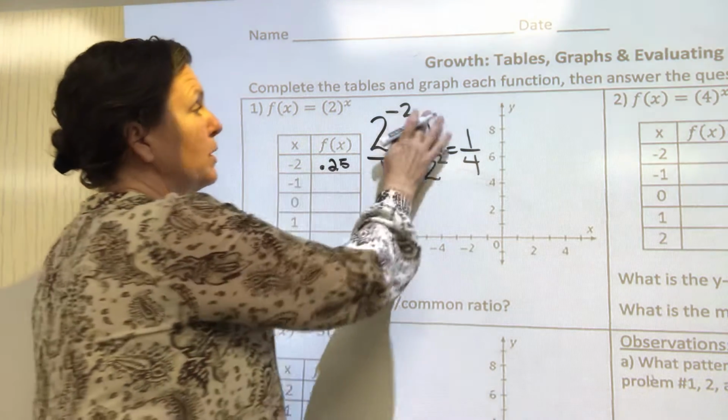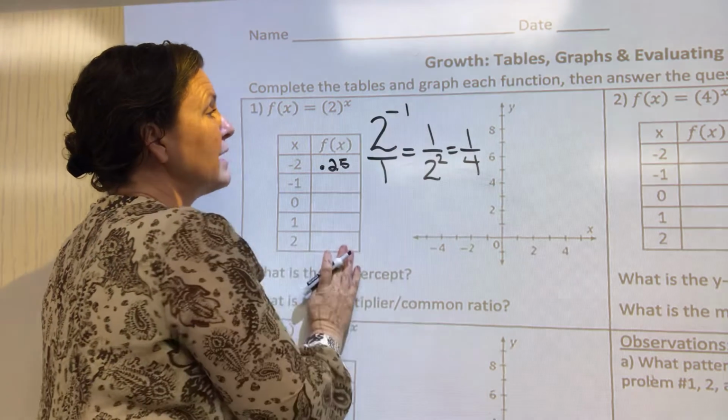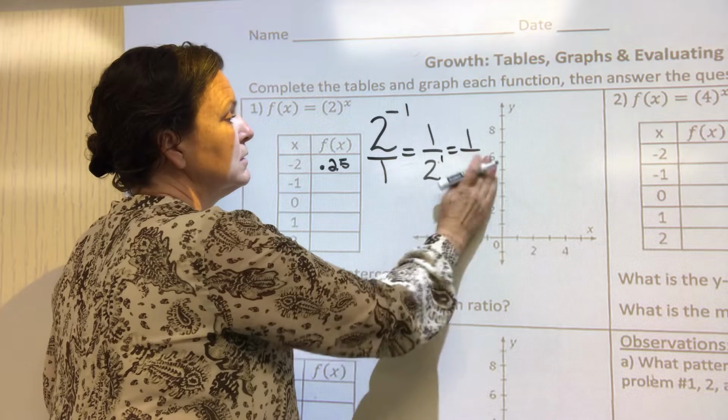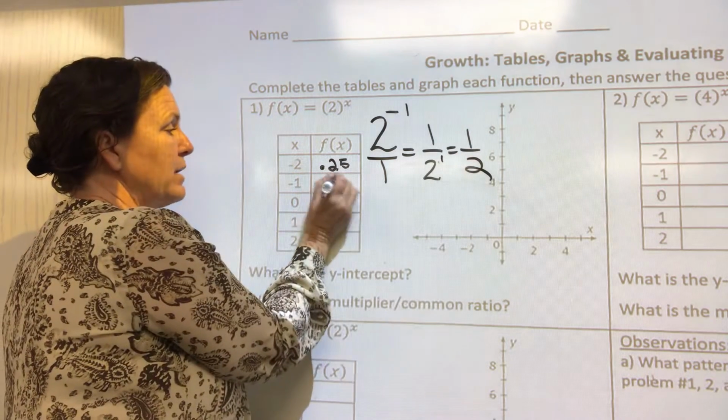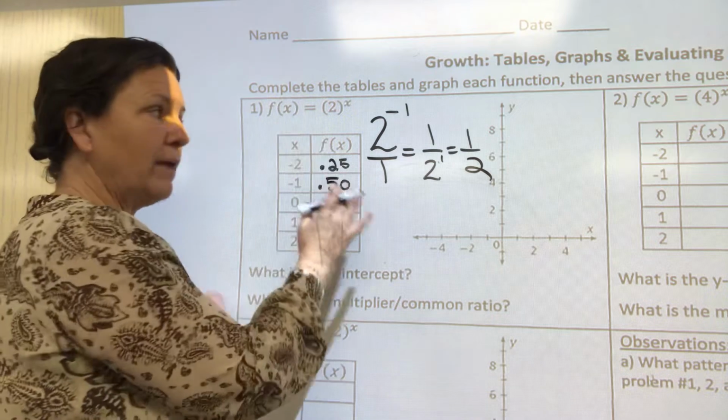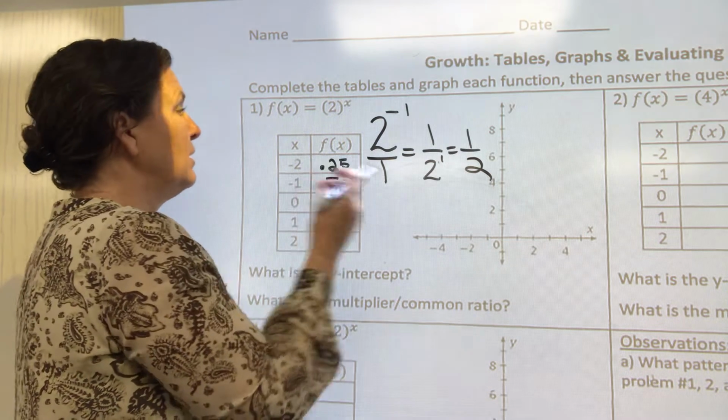We can do the next one. Oh, what about when it's -1? It flips downstairs, and it becomes 1/2, also known as 0.5. And again, you can put this in your calculator. You don't have to use the rules of exponentiation if you don't want to.